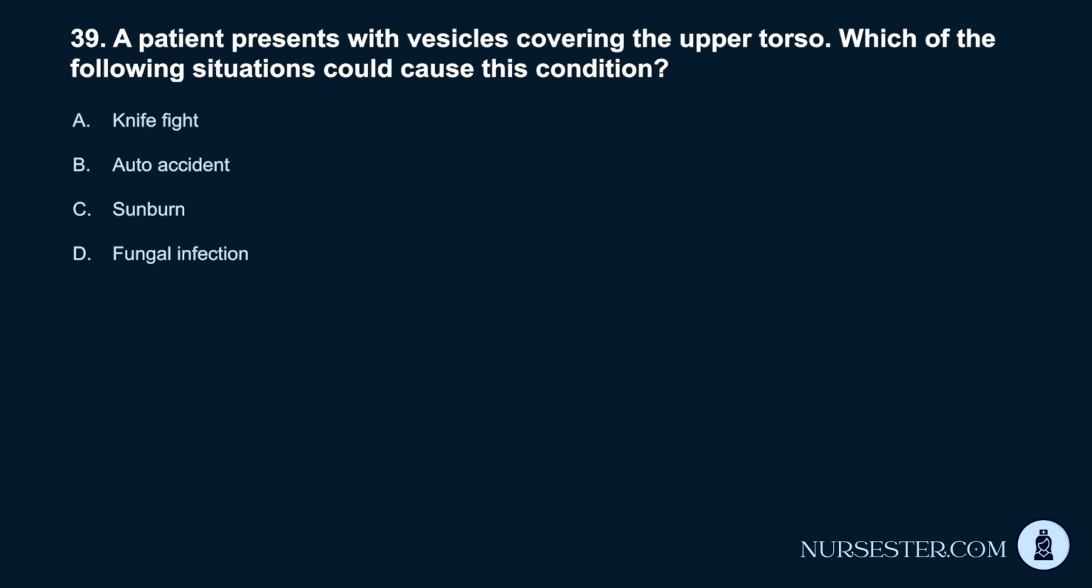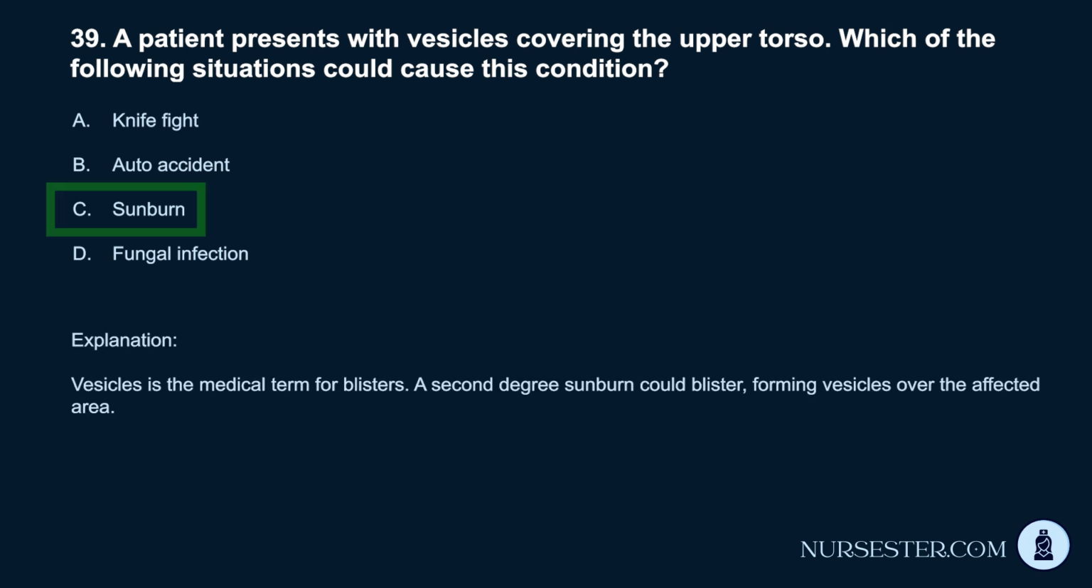39. A patient presents with vesicles covering the upper torso. Which of the following situations could cause this condition? A. Knife fight. B. Auto accident. C. Sunburn. D. Fungal infection. Correct answer, C. Sunburn. Vesicles is the medical term for blisters. A second-degree sunburn could blister, forming vesicles over the affected area.